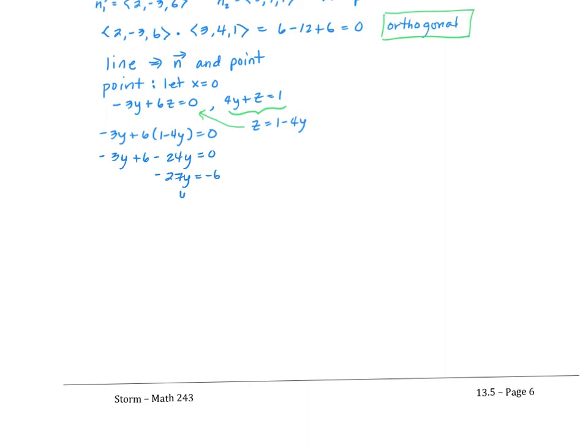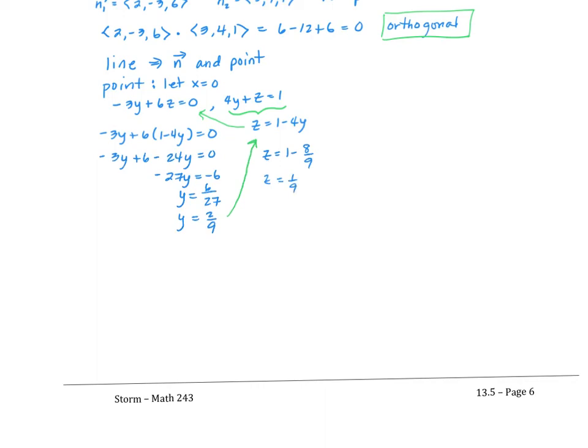So it's not nice, but I can still solve for y. It's going to be negative 6 over negative 27, which would be 6 over 27. I could reduce that by 3, but I think I'm just going to leave it this way. Maybe not, it's going to irritate me. I'm going to reduce this to 2/9. Okay, so now that I have my y value, I'm going to plug that y value into the equation for z and get z is equal to 1 minus 4 times 2/9, so that would be 1 minus 8/9. So z is going to be equal to 1/9.